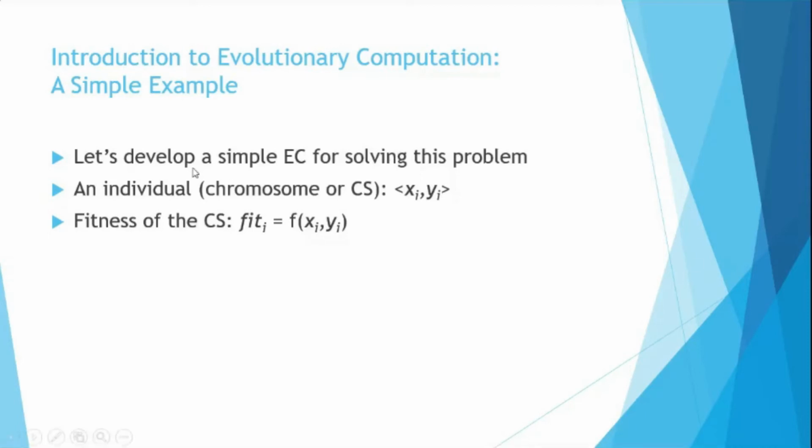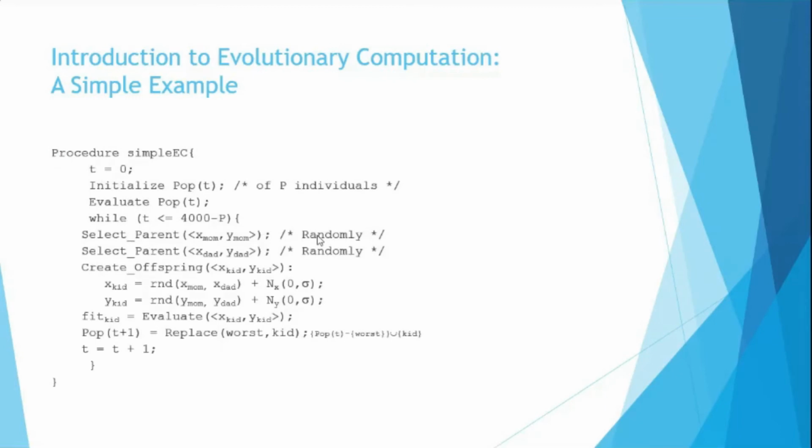Now the fitness of a candidate solution is found by evaluating this f of x, y, the function that is already given to us. We put the values of x and y in that function and get a specific value. That value is the fitness. So the fitness is the value of the function itself. Then this is the procedure for this simple evolutionary computation.